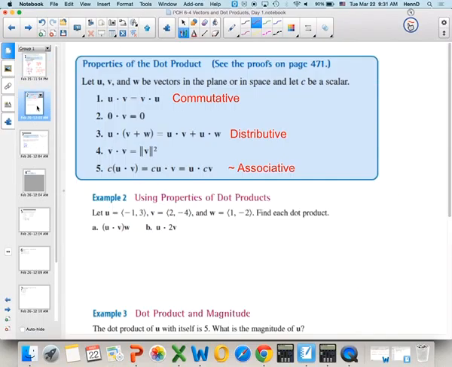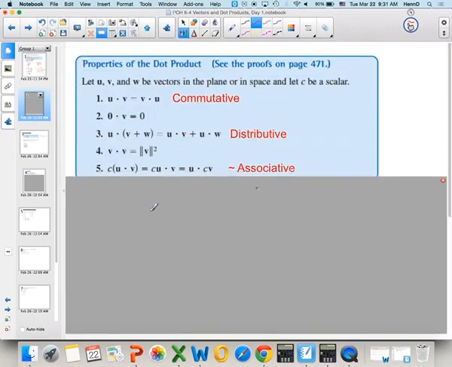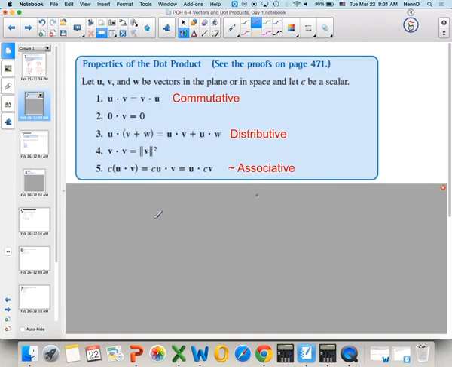So, we also have some various properties that are related to the dot product. I want to run through these kind of quickly first, and then we'll look at an application. A couple things about the dot product. First of all, u dot v equals v dot u. In other words, the dot product is commutative. Order does not matter.